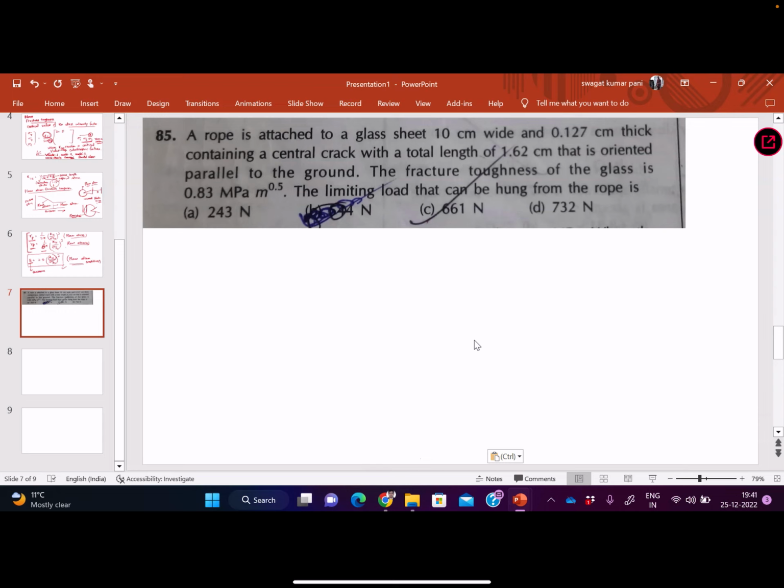So a rope is attached to a glass sheet 10 centimeter wide and 0.127 centimeter thick, containing a central crack with a total length of 1.62 centimeter, that is oriented parallel to the ground. Fracture toughness is given as 0.83 MPa root meter. What is the limiting load that can hang from the rope? Okay, so how to try this?